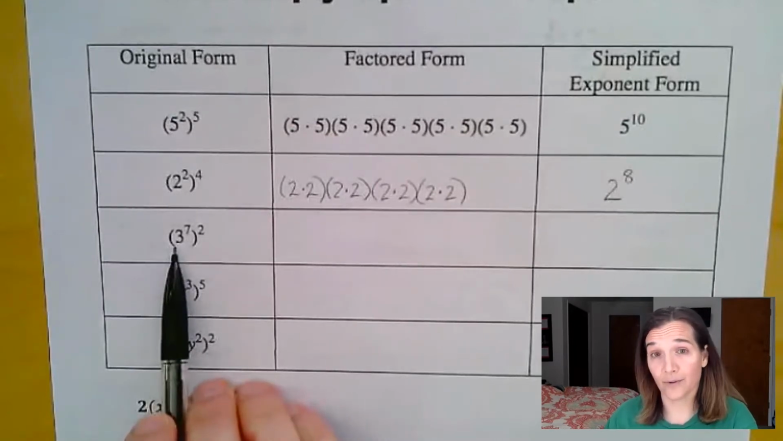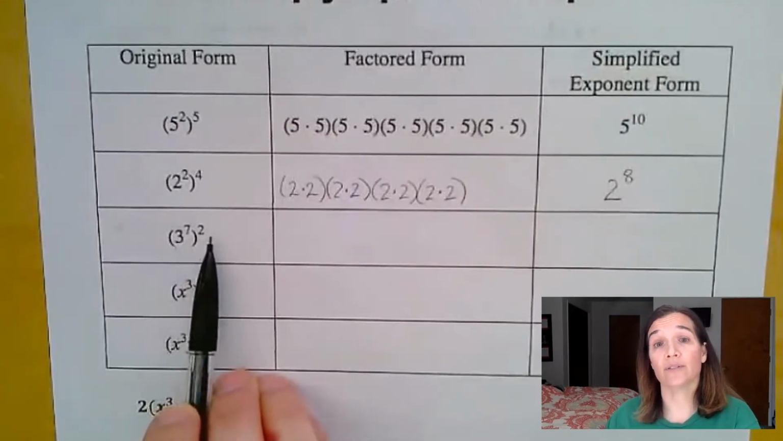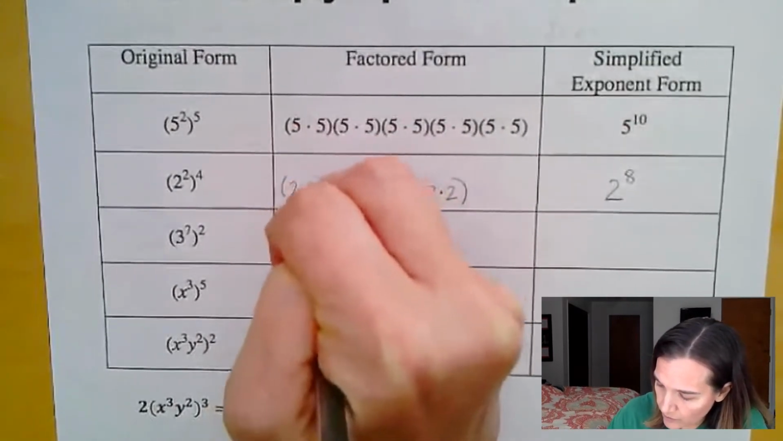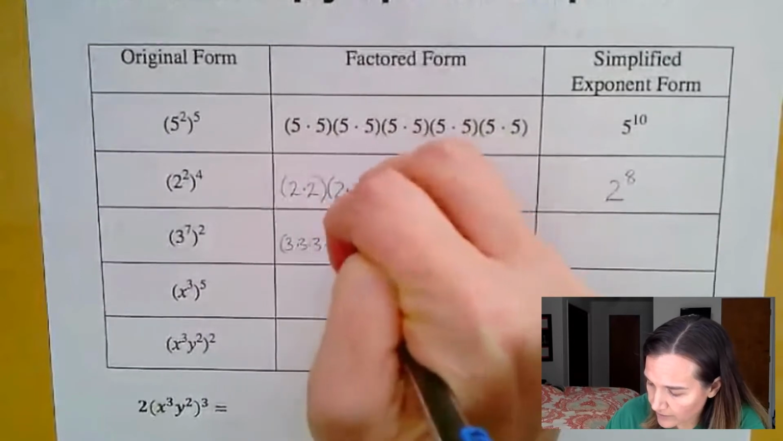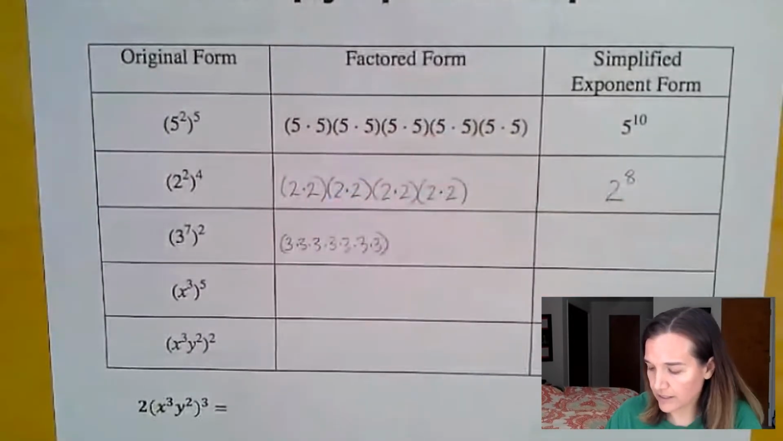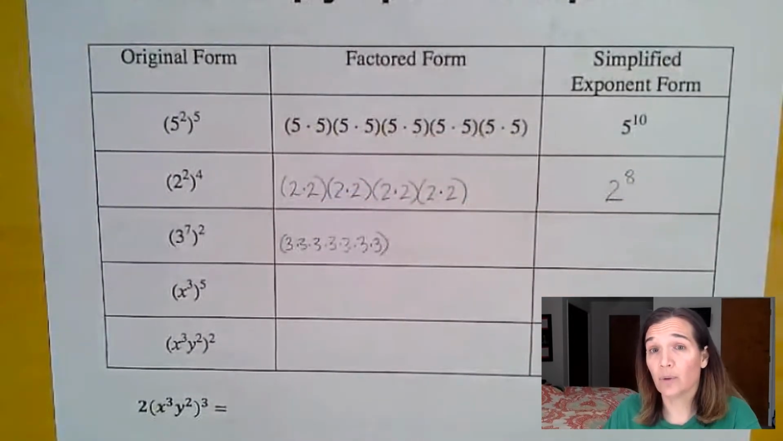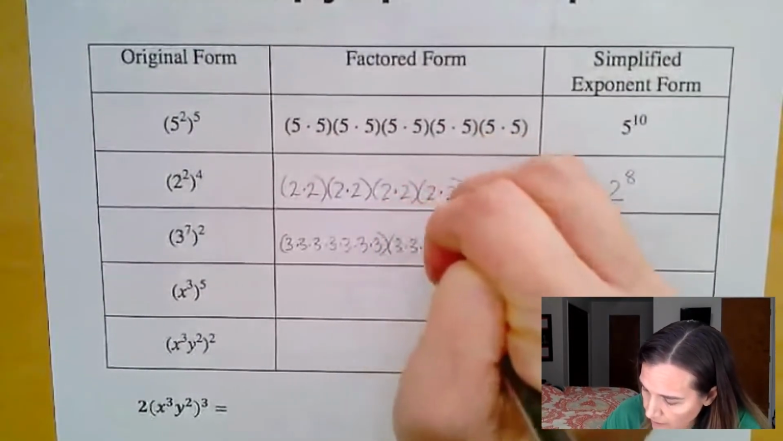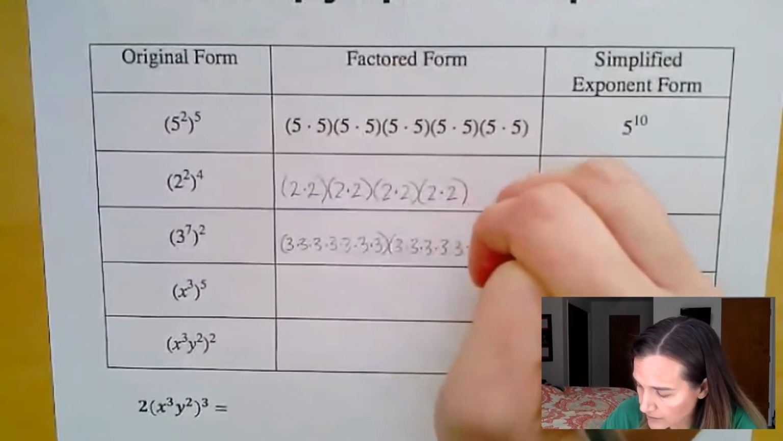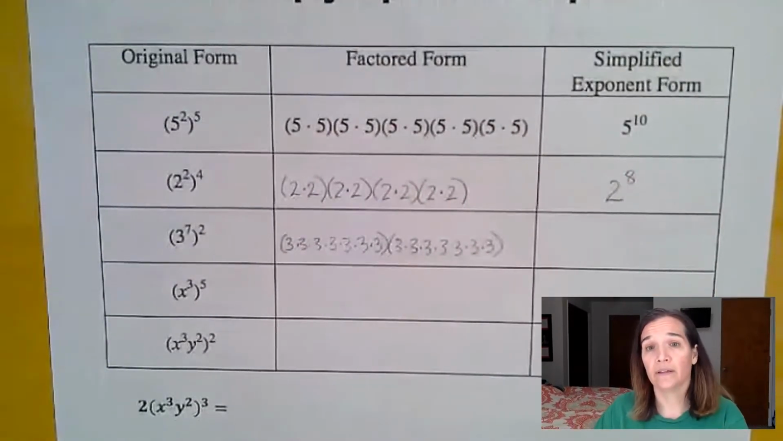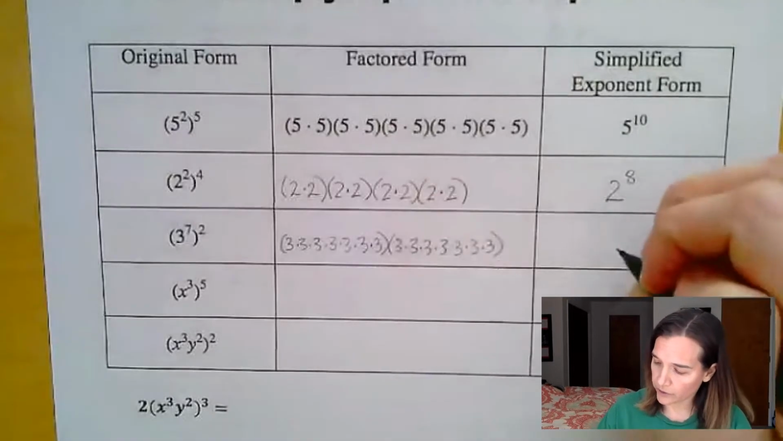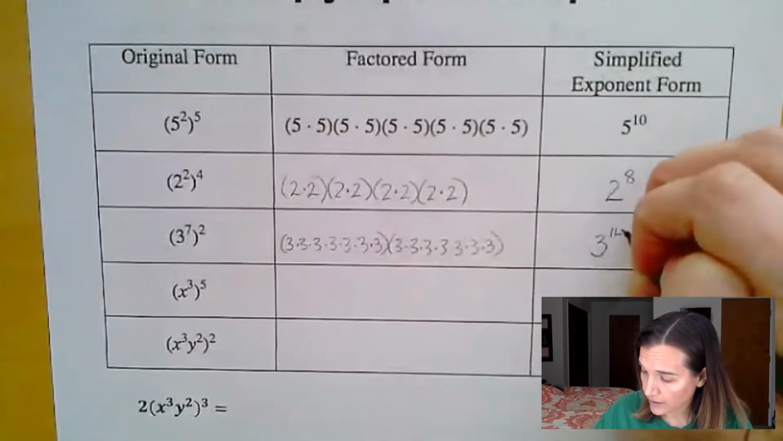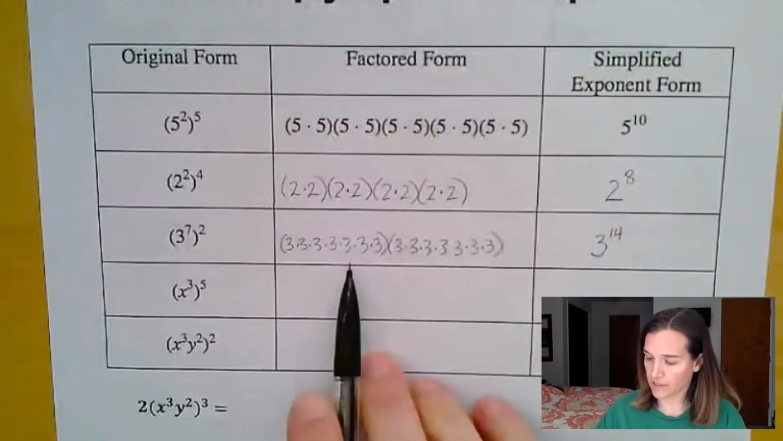Oh boy, this is a long one. 3 to the 7th power, and we want to square that. So 3 to the 7th power would be 1, 2, 3, 4, 5, 6, 7. 3 times itself 7 times. But we want to square that, so we want 2 of those. 1, 2, 3, 4, 5, 6, 7. And again, if we go through and count them all up, hopefully you'll notice that this ends up being 3 to the 14th power. 7 and 7, 14.